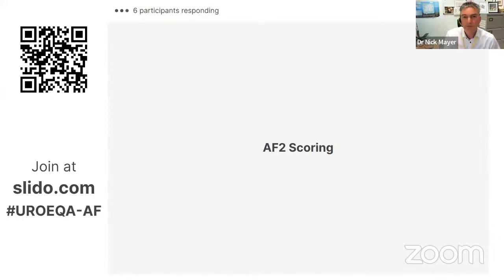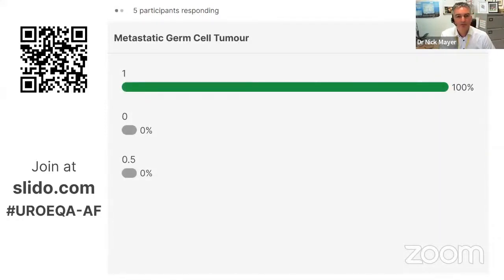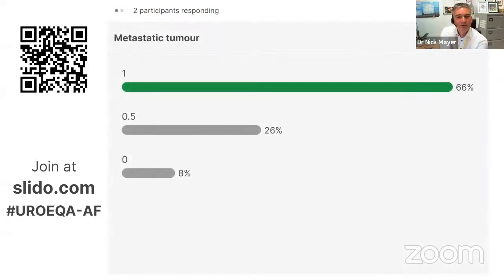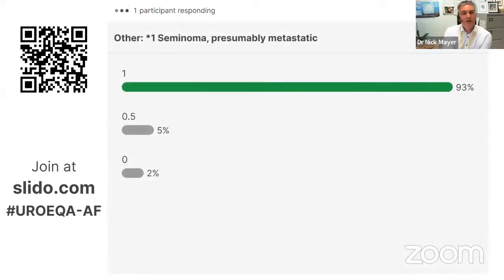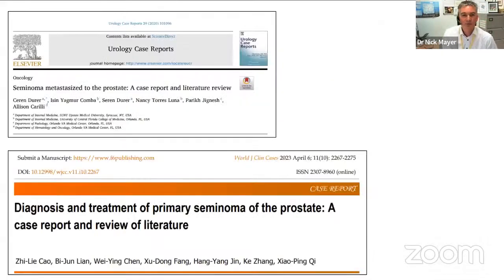So we've probably got enough there. We're up to 125. So metastatic germ cell tumour, John, is 1. Germ cell tumour is 1. Metastatic tumour is 1. And other seminoma metastatic is 1. So we can all pat ourselves on the back and move swiftly on.